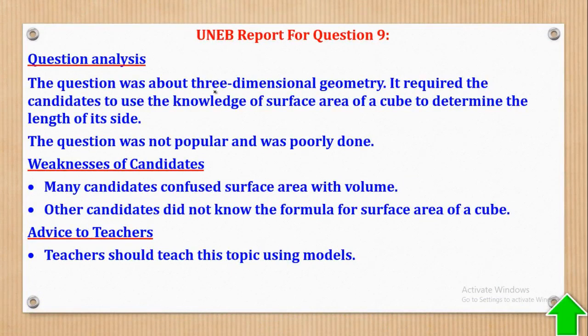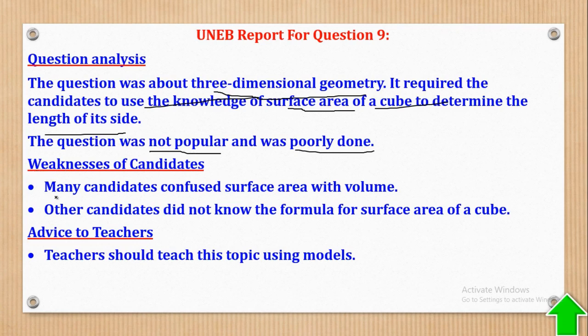So the question was about three-dimensional geometry, and it required the candidates to use the knowledge of surface area of a cube to determine the length of its side. So the question was not popular and was poorly done. Not popular means it rarely appears in the previous past papers of UNEB, and poorly done means that a large number of those who attempted it didn't get it correct.